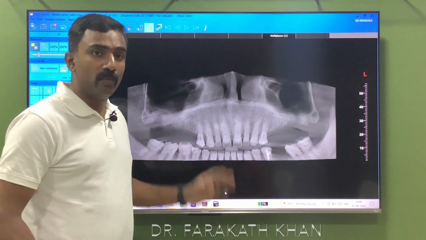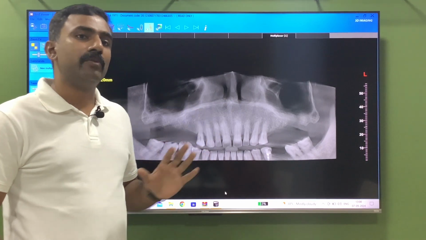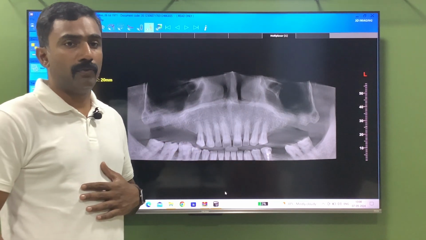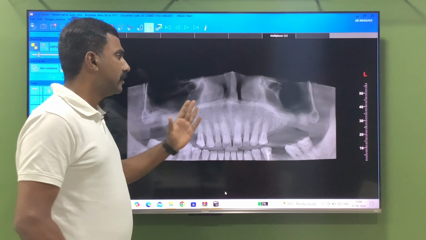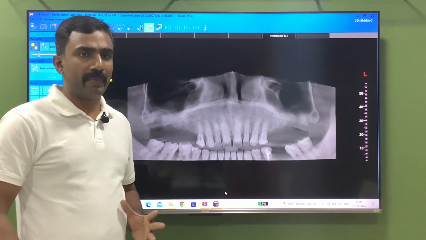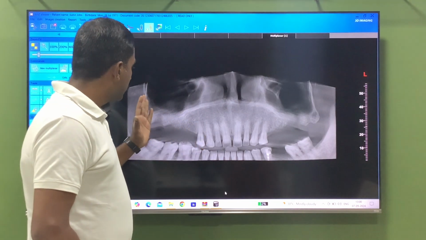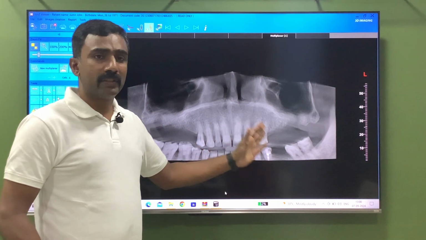This is a panoramic reconstructed image of a cone beam CT scan which is taken using an 8 by 10 centimeter FOV. So this is taken to assess the bilateral posterior edentulous areas for implant planning. You can see the patient is missing 16, 17, 25, 26, 27.